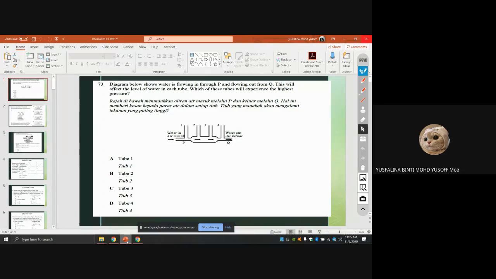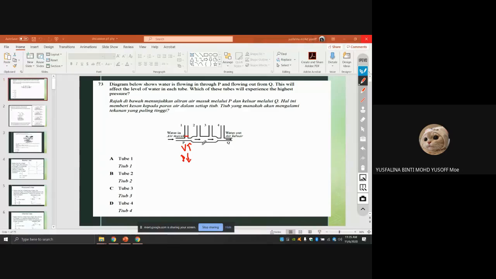So this is number 73. The diagram below shows water flowing from Q, which will affect the level of water in each tube. Which of these tubes will experience the highest pressure? This one is actually Bernoulli. Here the velocity is high, so the pressure is low. When the pressure is low, the water cannot rise too high. So it should be here.